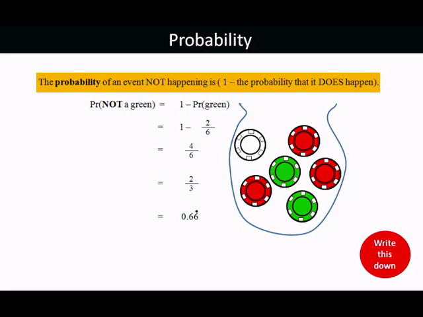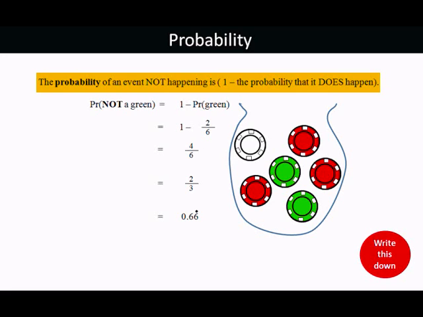And from that you can say the probability of an event not happening is 1 minus the probability that it does happen. Because, well, for example, we can get a green or we can not get a green. But the chance of getting a green plus the chance of not getting a green must add up to 1, because that's all of the possibilities, and a probability of 1 covers all of the possibilities. So the chance of not getting a green is 1 minus the probability that we do get a green.